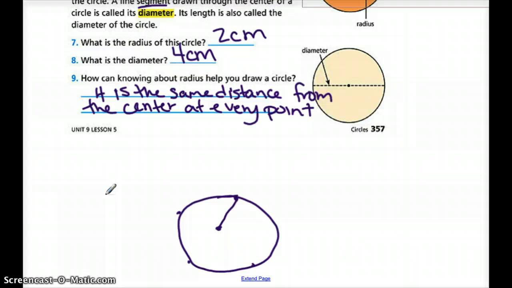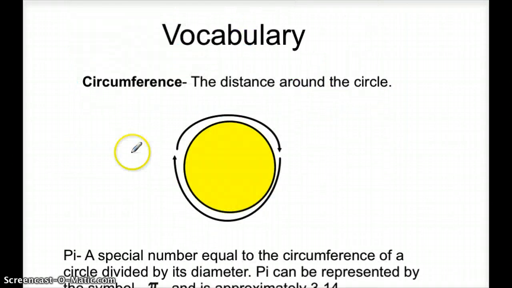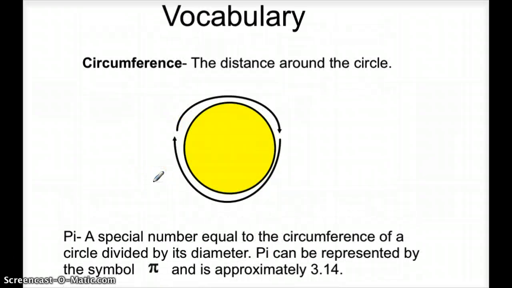All right, so we have one more vocabulary word, so you're going to go back to your vocabulary book. We have circumference. This is the distance around a circle. So you can see here the distance around a circle all the way around.